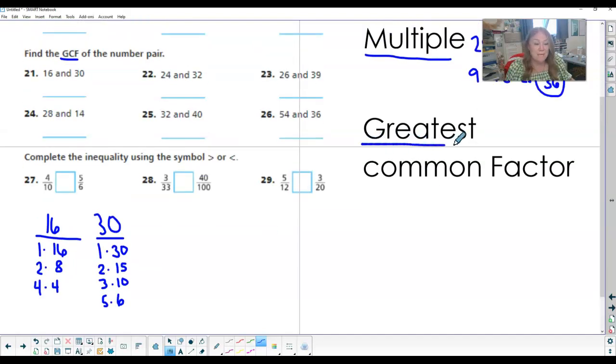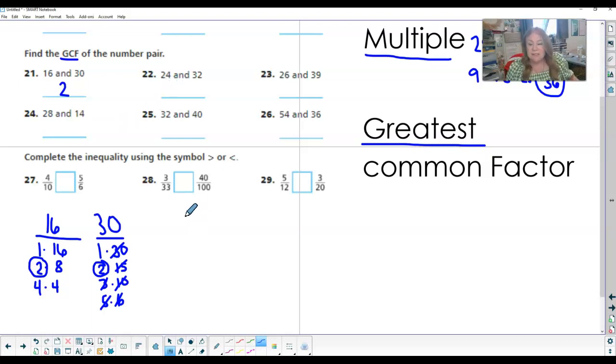So now I'm looking for the biggest number that they have in common. I know it's not 30 because 30 is not over here. They do not have 15. They do not both have 10. They do not both have 6. They do not both have 5. And I want the biggest, so I'm looking for the biggest numbers. They do not both have 3. Oh, but they both have 2. So the biggest factor that 16 and 30 have in common is 2. 2 can go into 16. 2 can go into 30. That's the biggest number that goes into both of them.